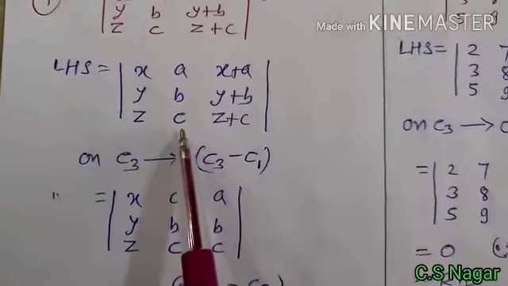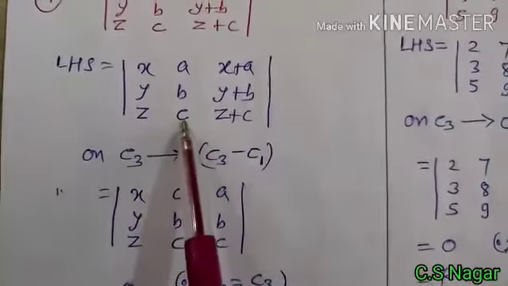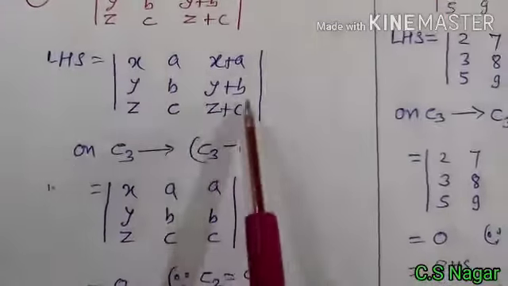So by taking LHS, first column x, y, z, second is a, b, c, and third is x plus a, y plus b, and z plus c. Okay, observe this determinant. Here x plus a, y plus b, and z plus c, a, b, c, and here also a, b, c. Suppose we subtract from C3, C1 or C2. If we subtract C2, then a, b, c cancel out, and if we subtract C1, then x, y, z cancel out.